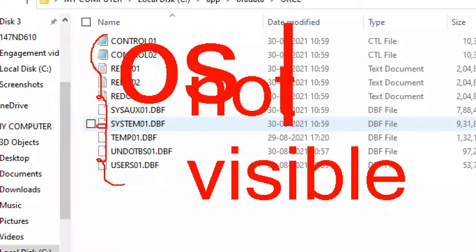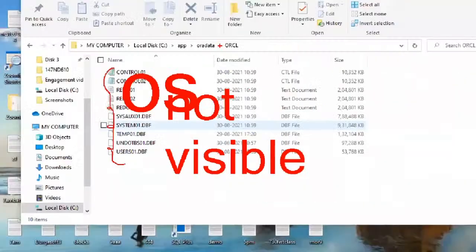Very, very important. Tables are not visible in the C drive, D drive like that. Views are not visible in the C drive, D drive, E drive like this. Indexes, functions, procedures are not visible. That is visible in a database, okay, I agree, but unfortunately that is not visible in the operating system.